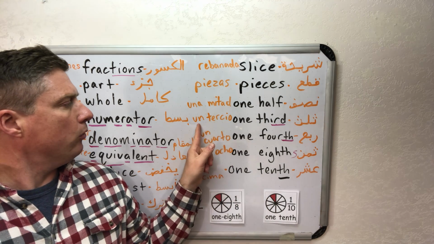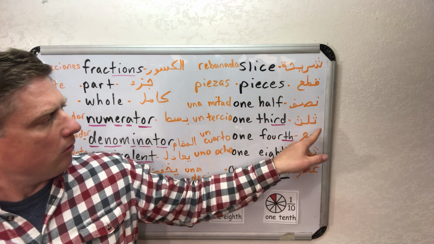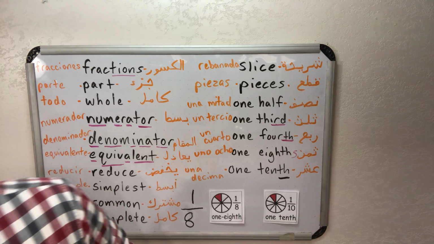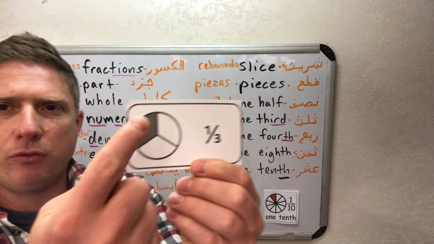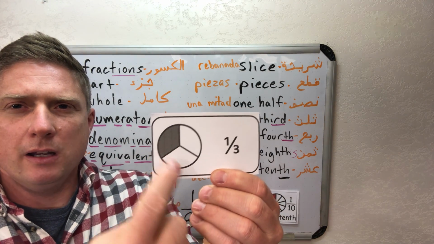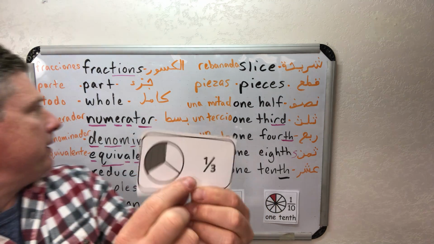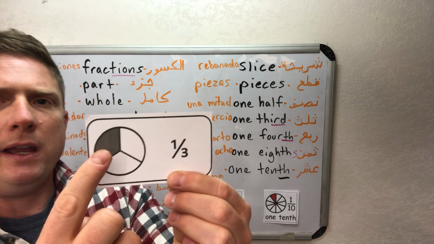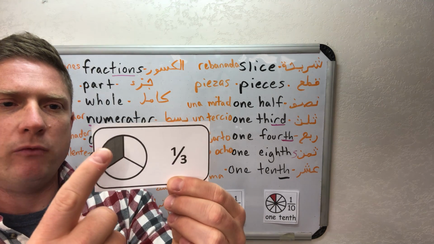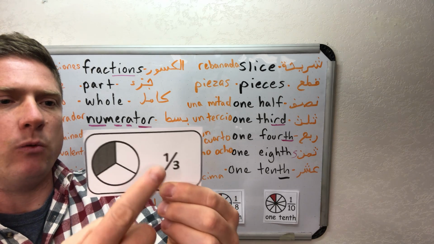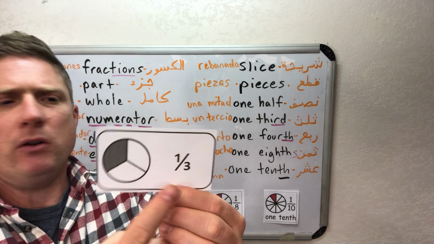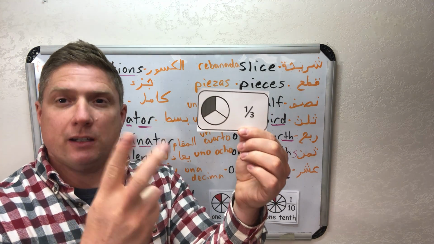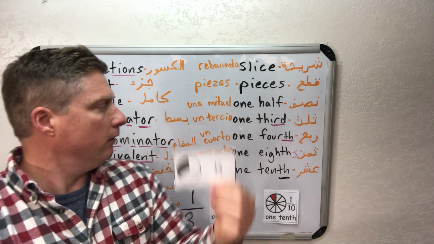Next, un tercio, or thulth, 1/3. 1/3, like this. Here we have 3 pieces, 1, 2, 3. That's the total, right? That's the whole. There's 3 pieces, but we only have 1. واحد ملون. 1 piece. So we have 1 out of 3. So we say 1/3. We don't say 1/3. We say 1/3, like first, second, third. 1/3.